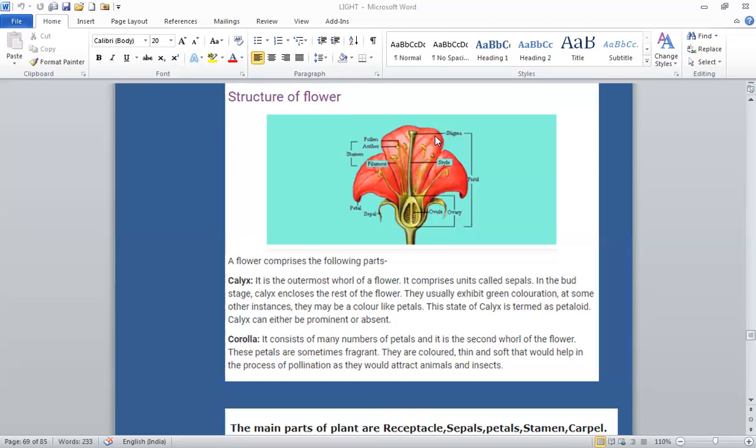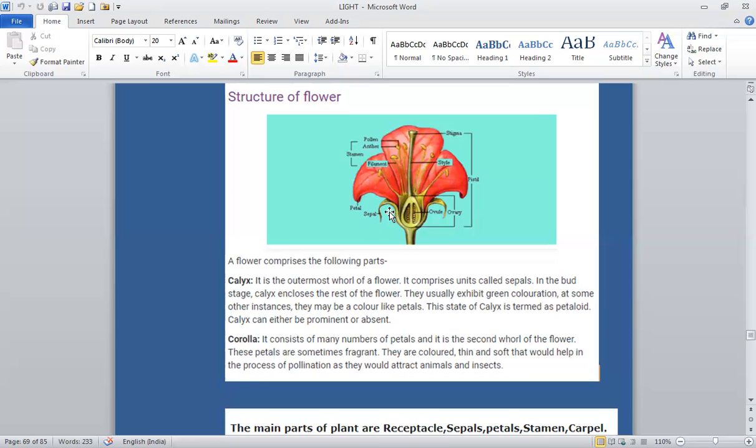Each flower is borne on a stalk named pedicel. See, this is the pedicel, and it leads to a broad base of the flower called the thalamus. Four types of floral organs are borne over the thalamus. You can see four types of floral organs.